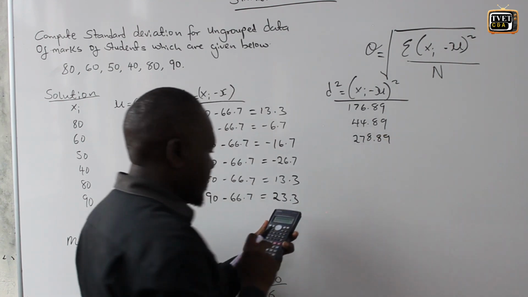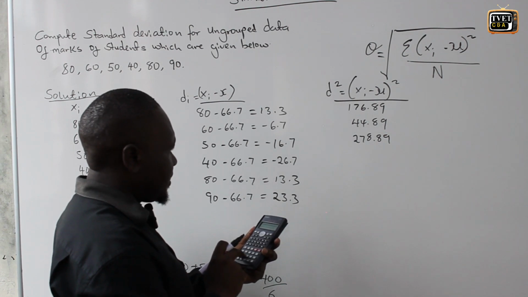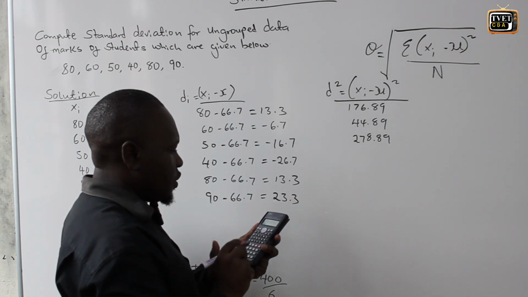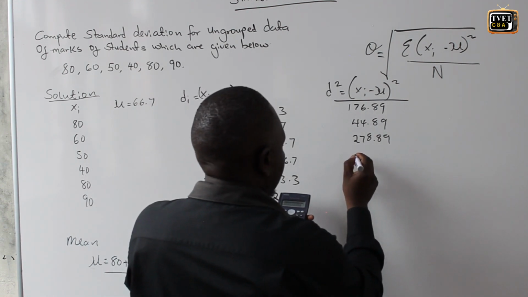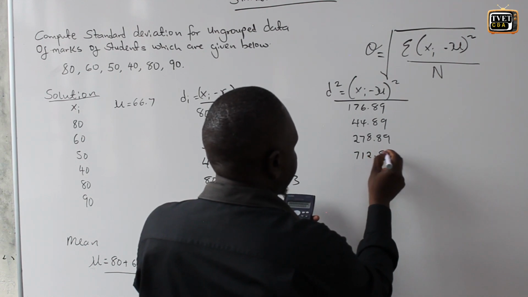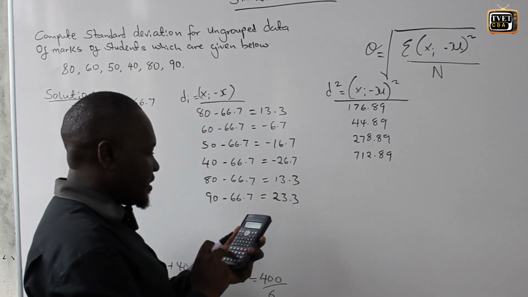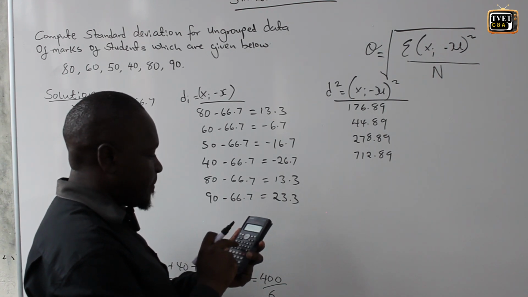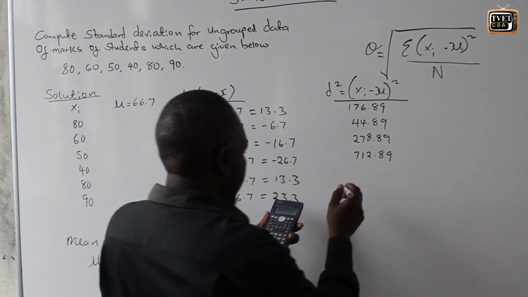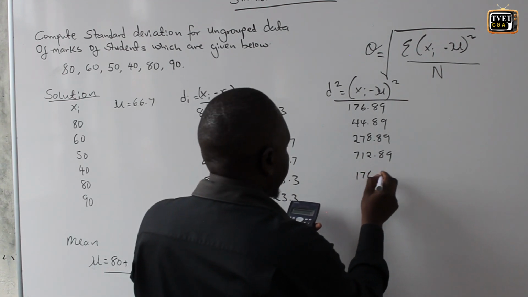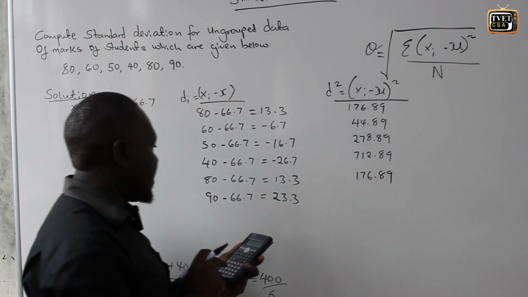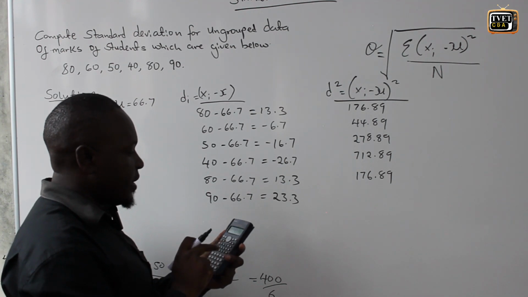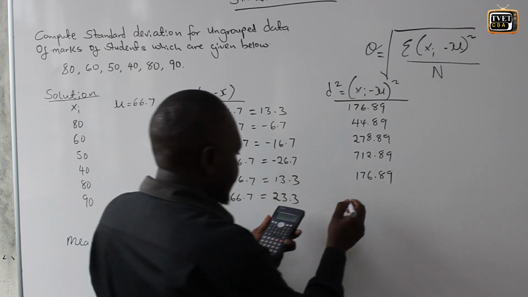Then we have negative 26.7 squared, and your answer will be 712.89. Then positive 13.3 squared, your answer will be 176.89. Then the final one, 23.3 squared, your answer will become 542.89.